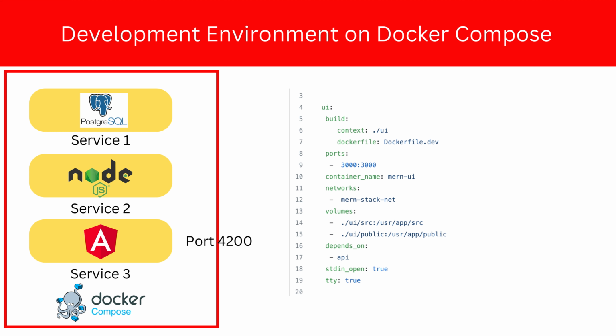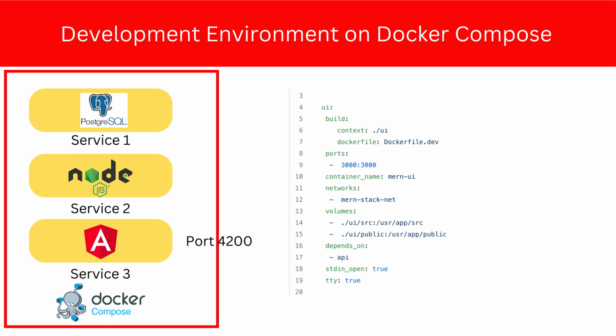There is a completely separate episode on volumes. We will look at it later, but for now, we use volumes for data persistence and also for sharing data between containers. And we are mentioning that it depends on the API. That means for this service to work, it depends on the API, so before this container starts, the API container will be up and running. That is what we are mentioning here.